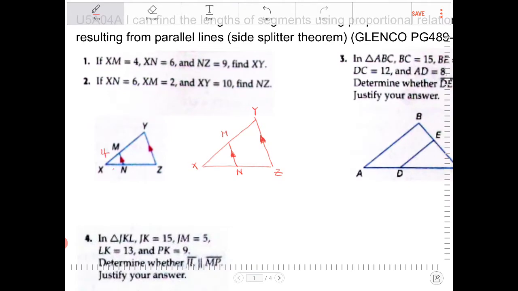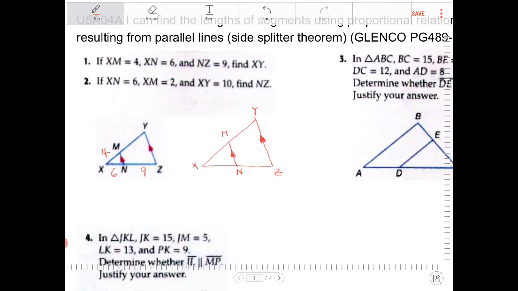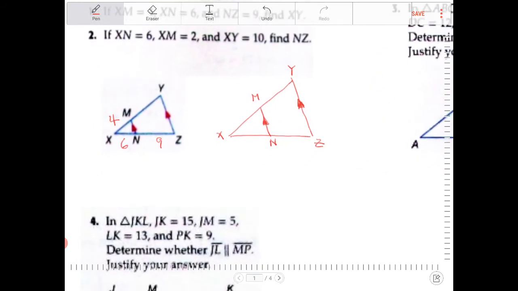Question 1 reads, if xm is equal to 4, and I'm going to label this here, xn is equal to 6, and nz is equal to 9, we have to find out what xy is. So side splitter theorem says this: I can compare these two sides as a ratio compared to these two sides as a ratio, and those proportions will be equivalent if the two sides are partitioned by a pair of parallel lines, which is exactly what I have right now. I have mn is parallel to yz.